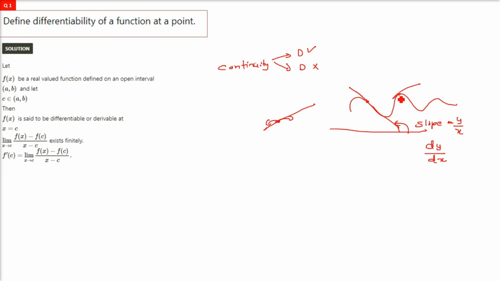For example, if you have a situation like this, where you check a point and get two tangents at that point, one on the left-hand side and one on the right-hand side. That is called the left-hand limit or right-hand limit. In the case of differentiability, we call it the left-hand derivative and right-hand derivative. So how do we write it?